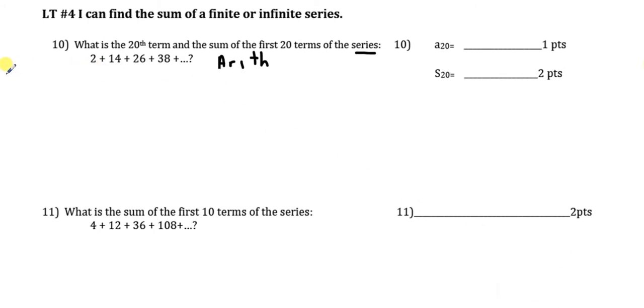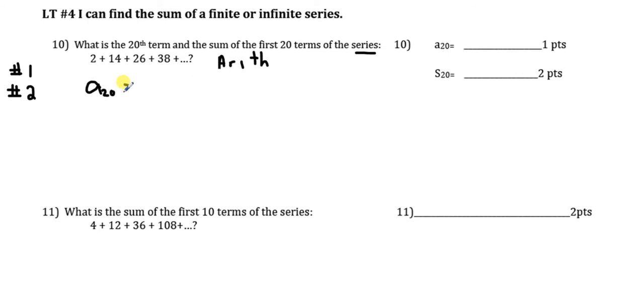So I'm going to end up using formula number 1 to find the 20th term. And then I'm going to use formula number 2 to find the sum of all those. Formula number 1 and formula number 2. So formula number 1 is A20, AN equals A1 plus N minus 1 times D.